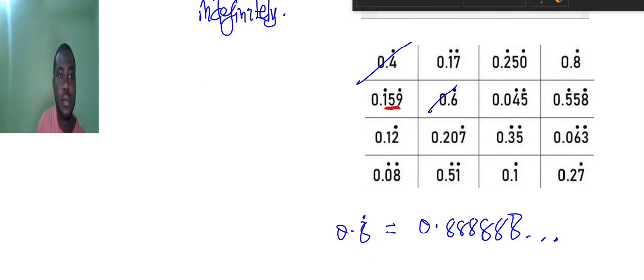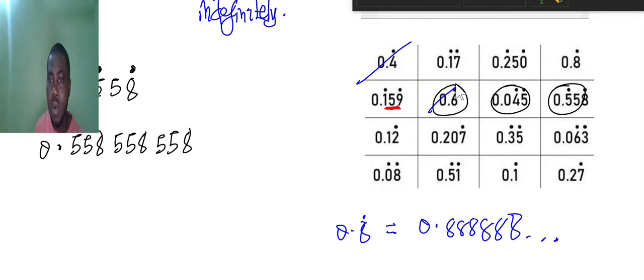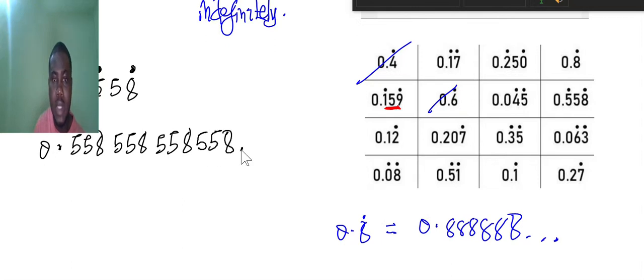0.558. So start from 5, end at 8 for the recurrence. So we have 0.558. Okay, continue again, another 558. So that means here we have a 3-digit recurring decimal. Here we have 2 digits recurring, 1 digit of recurring decimal. So we're on 0.558, that's 558, like that.